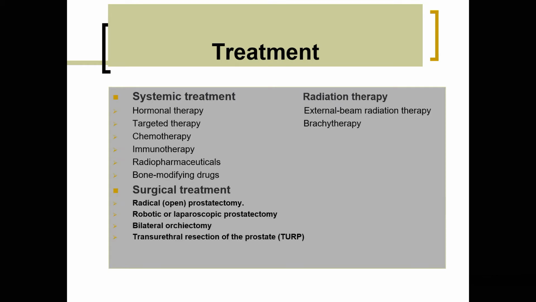So the treatment includes the systemic treatment, surgical and radiation therapy. In systemic are hormonal therapy, targeted therapy, chemotherapy, immunotherapy, radiopharmaceuticals, and bone-modifying drugs. The surgical treatment includes radical prostatectomy, open prostatectomy, robotic or laparoscopic prostatectomy, bilateral orchiectomy, transurethral resection of the prostate gland. And radiotherapy includes external beam radiation therapy and brachytherapy.